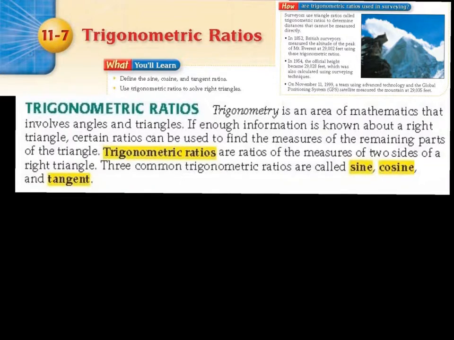Trigonometry is an area of mathematics that involves angles and triangles. If enough information is known about a right triangle, certain ratios can be used to find the measures of the remaining parts of the triangle. Trigonometric ratios are ratios of the measures of two sides of a right triangle. Three common trigonometric ratios are called sine, cosine, and tangent.